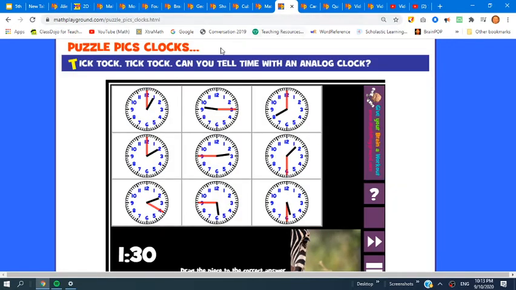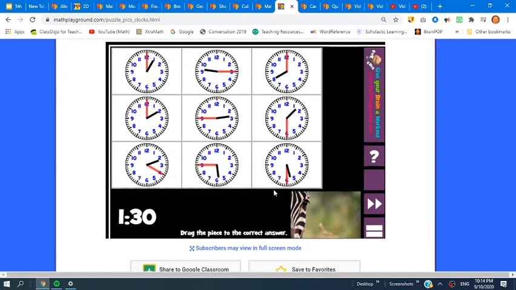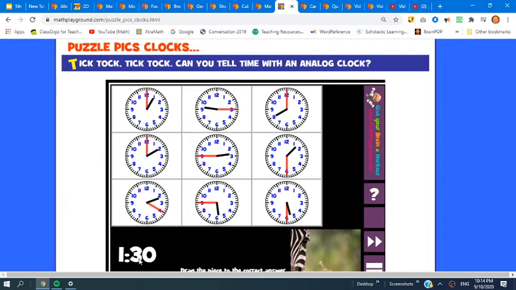Let's try this one, some time, right? Puzzle Pick Clocks, it's called. Tick-tock, tick-tock, can you tell time with an analog clock? 1:30. Which one of these is 1:30? This is a concept you learned in 2nd grade. Do you remember it? All right, so if I wanted to find 1:30, I would... right there. 1:30.